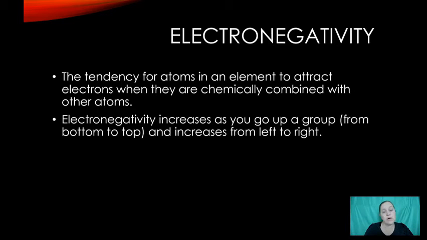Electronegativity. Electronegativity is also important because electronegativity is really what determines a lot of reactivity. Electronegativity is an atom's tendency to attract electrons when they are chemically combined with other atoms. Okay, so when they're chemically combined, what is going to happen? What electronegativity does is it determines what type of bond is there. And that's actually what we're going to look at in a few weeks.